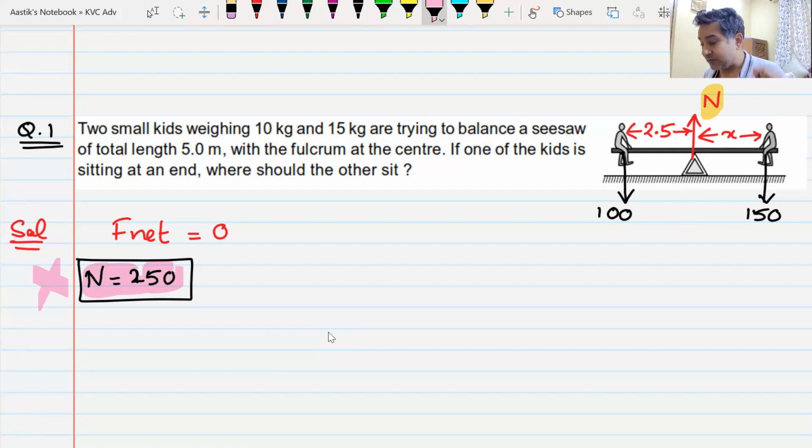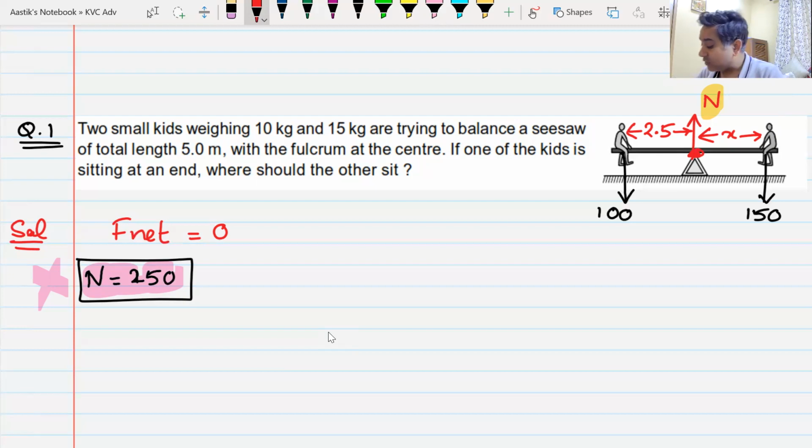Now what is that suitable point? If I find the torque about the center of this fulcrum, the torque due to normal reaction will be 0. Yes or no? Yes, sir. That is why we choose such a point where the torque of one of the forces becomes 0, so that force will not come into the picture. So even without finding the value of normal reaction, you can find the value of x. Do we understand this? Yes, sir.